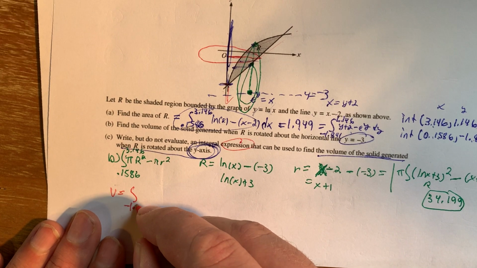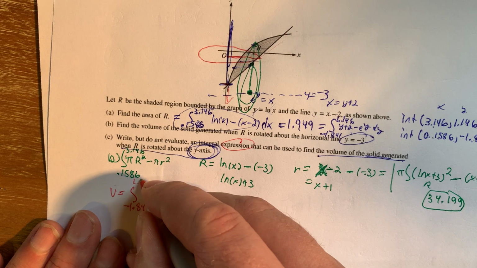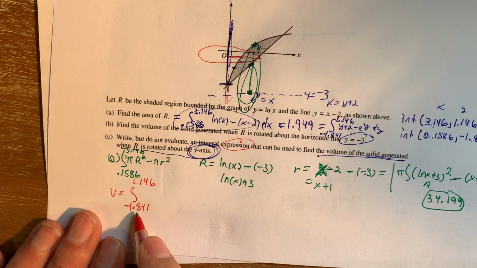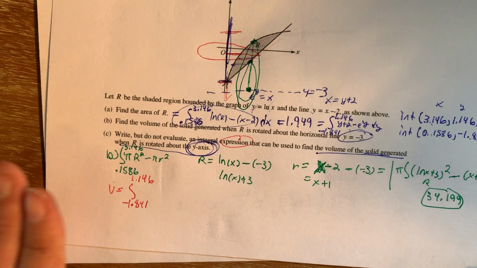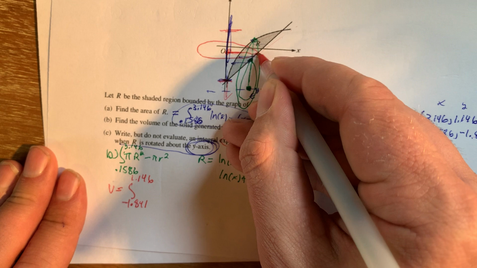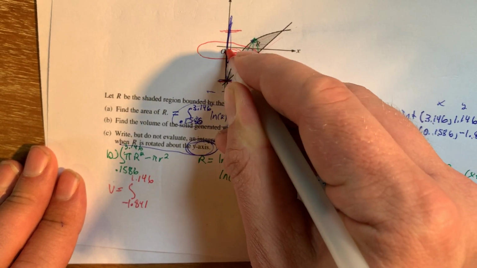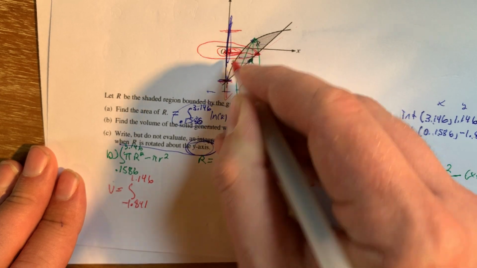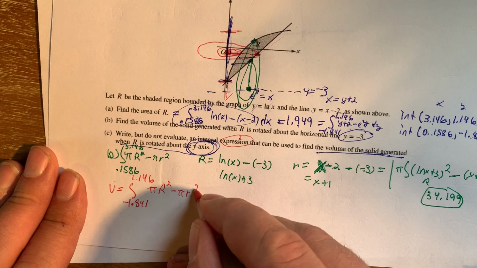So negative 1.841 to 1.146, bottom y to top y, of, what is it? It's being rotated around, and so we need to do a big radius. There's a blank circle here too, right? Like there's this blank circle here. So this is going to be pi times big R squared minus pi times little r squared.